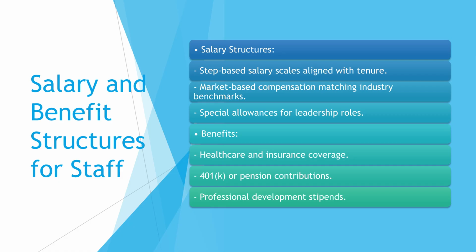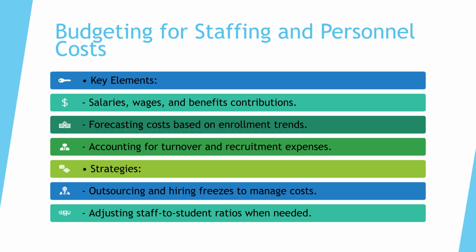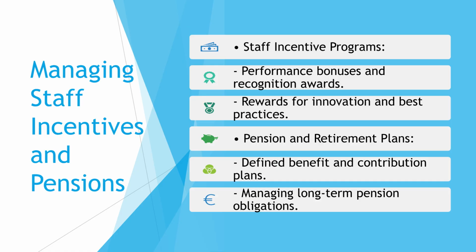Benefits include healthcare, retirement contributions, and professional development stipends. Budgeting for staffing includes salaries, wages, and benefits, forecasting costs based on enrollment, and accounting for turnover. Strategies include outsourcing, hiring freezes, and adjusting staff to student ratios. Staff incentive programs include performance bonuses and recognition awards.